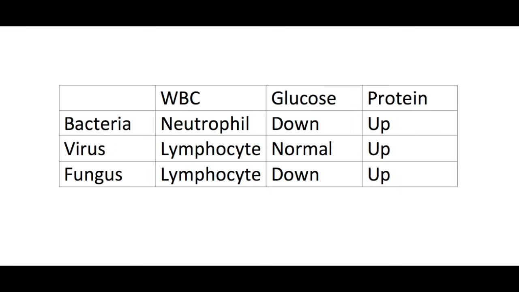And then the last is fungal, and fungal infections are what I think of like in between. They're kind of like a mix of bacteria and viral. So then what will happen is that there will be low glucose, but it will be lymphocyte predominant. And remember that TB is one of those strange bacteria that kind of has fungal type of labs. So it'll also have lymphocyte predominant CSF with low glucose, and TB is kind of the exception.